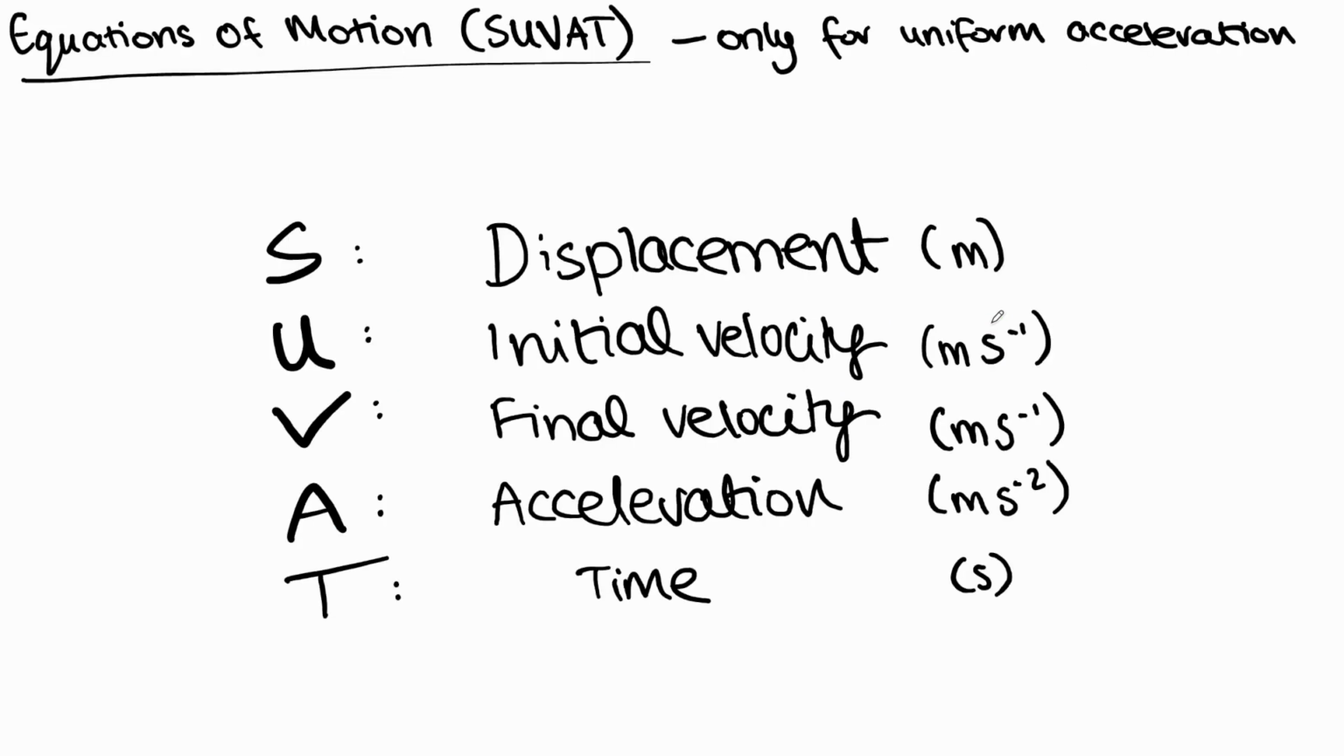Now, equations of motion, or more commonly known as SUVAT, which are the equations of motion for uniform acceleration. They're called SUVAT because these are the 5 characters that appear in these equations. S, as we know, is displacement. U is initial velocity. V is final velocity. A is acceleration. And T is time.